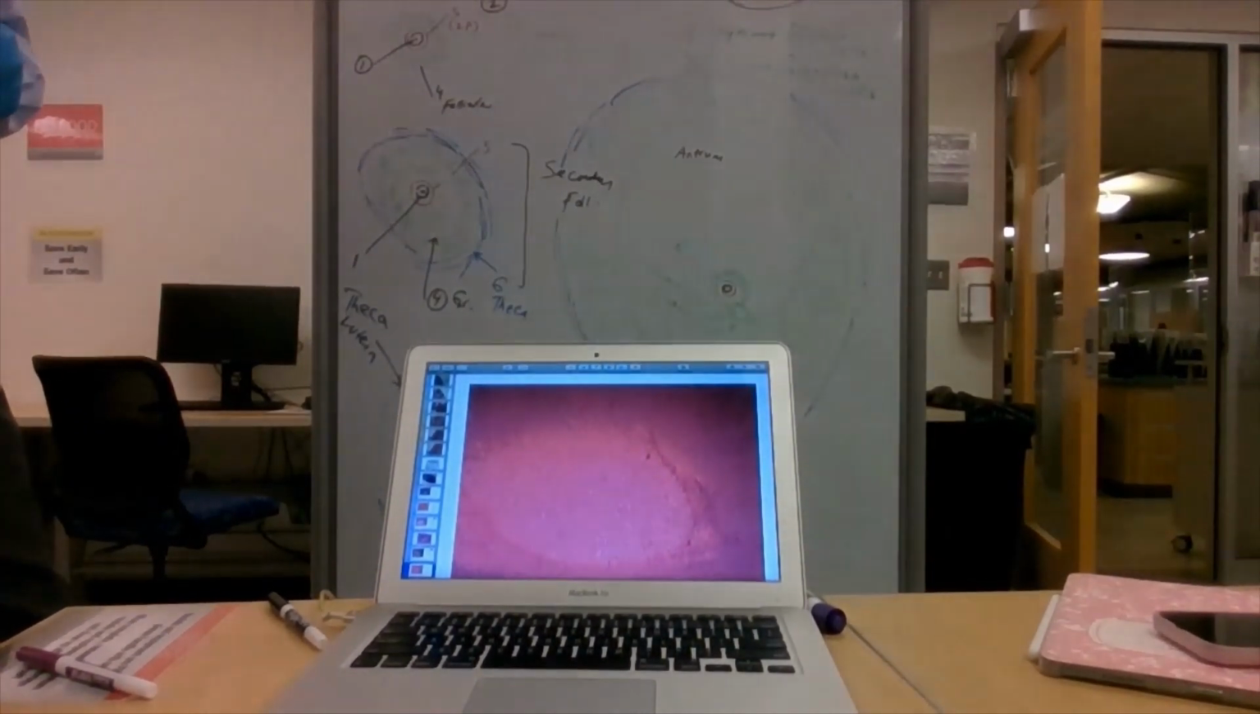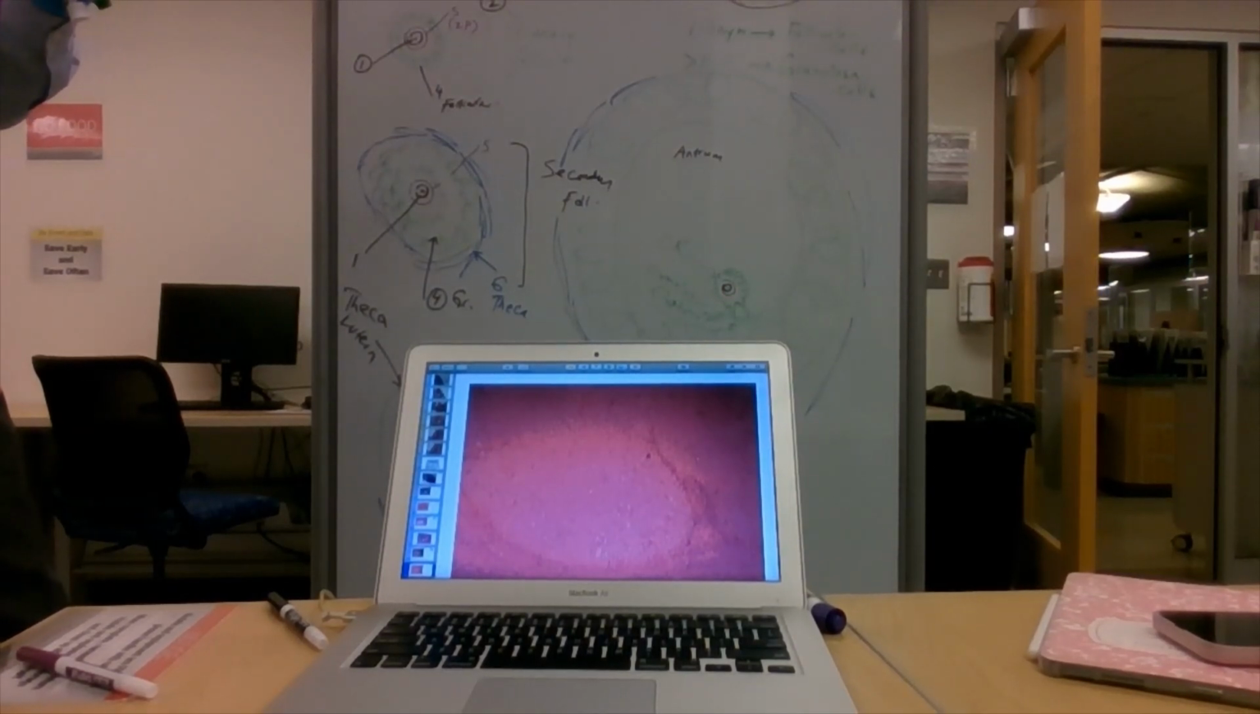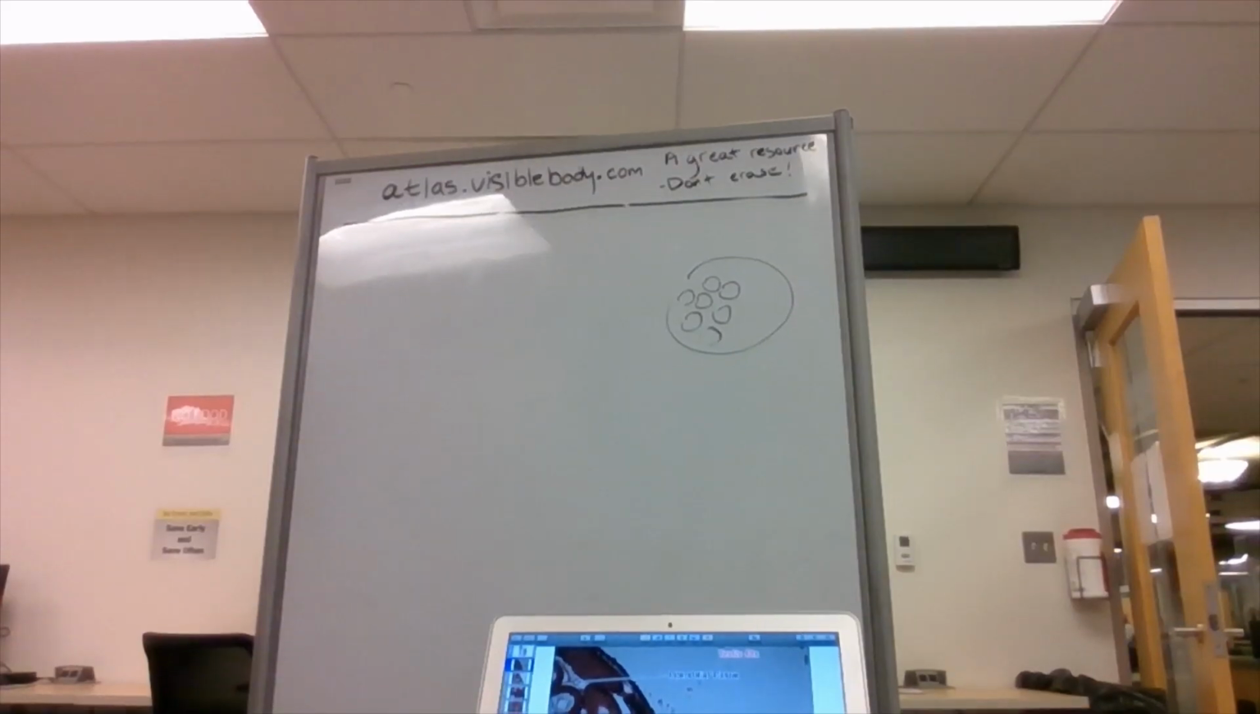It's not that bad anymore, is it? Still, it's just the tertiary because there's more to it. For the tertiary, you should be looking for the corona radiata and the cumulus oophorus. You understand?